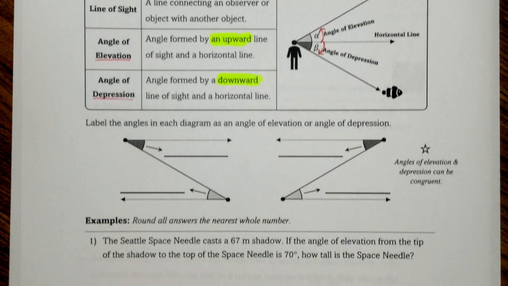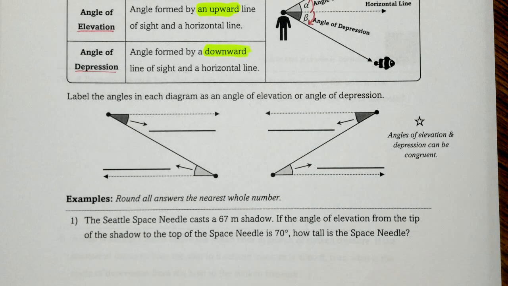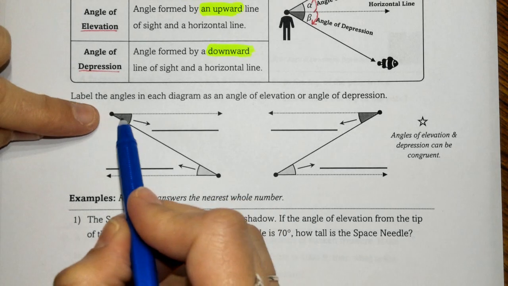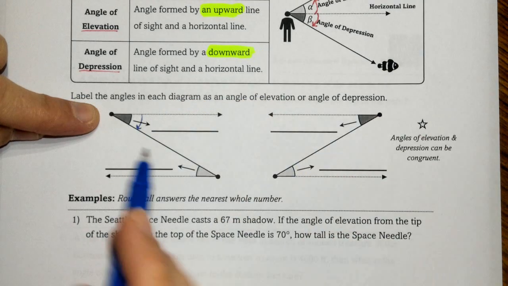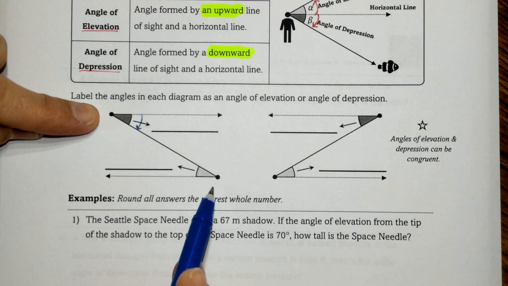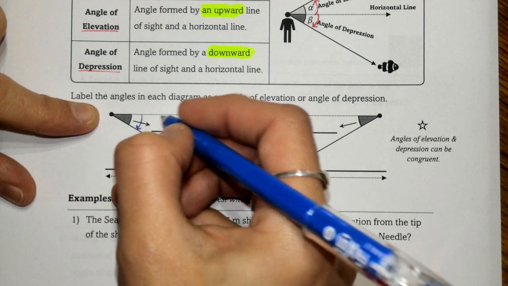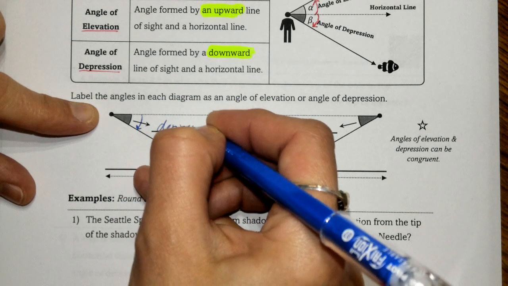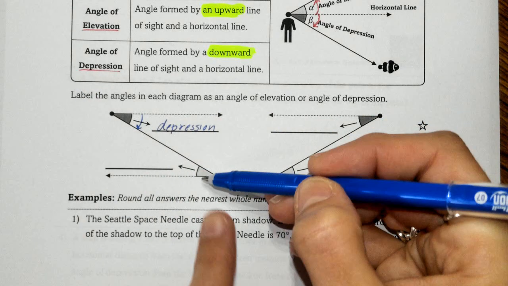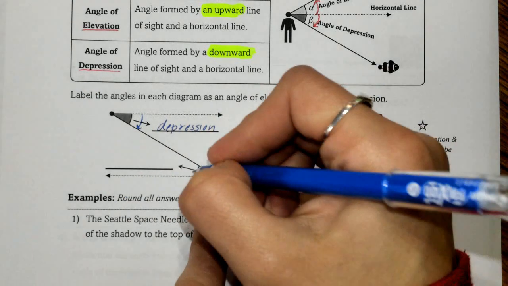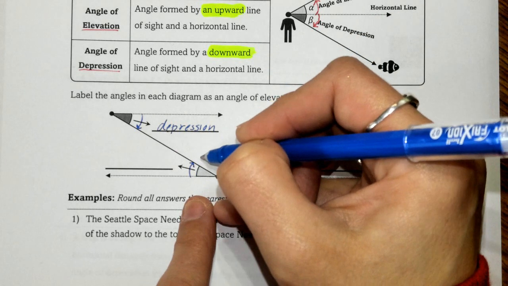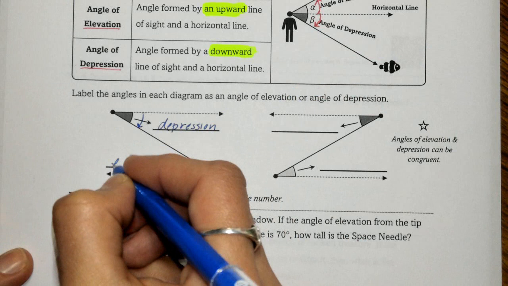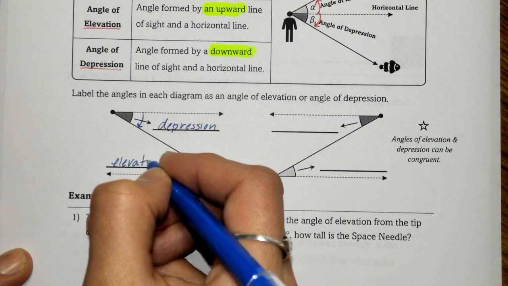We're going to label the angles in each diagram as elevation or depression. So here's our horizontal line, okay? And this one is showing us looking downward to that diagonal, or the line of sight. So since we are going downward, we have angle of depression. Down here at the bottom, here's our horizontal line. We are going to be looking upward at our line of sight. And so since we are going up, we are elevating. This is our angle of elevation. Hopefully I'm spelling that right.